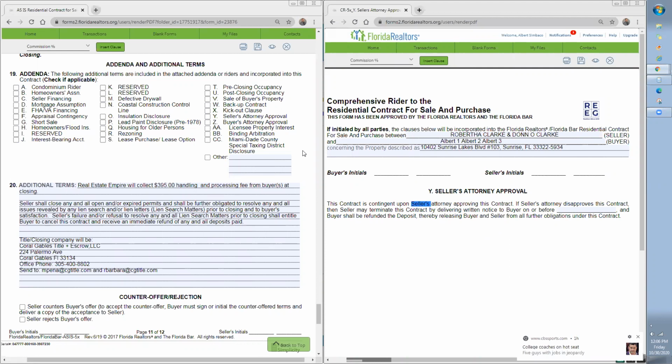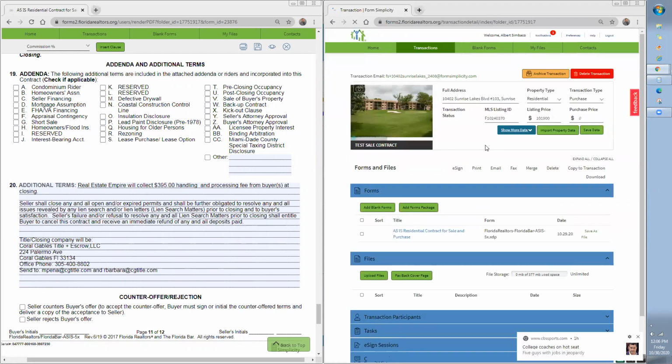Buyer makes an offer. Buyer sends that offer to the attorney. Their attorney looks at all the paperwork that the seller is asking for, or all the conditions the seller is asking for. And if the buyer's attorney agrees, we go forward. If the buyer's attorney doesn't agree, we cancel the contract. The buyer gets their money back. Plain and simple.